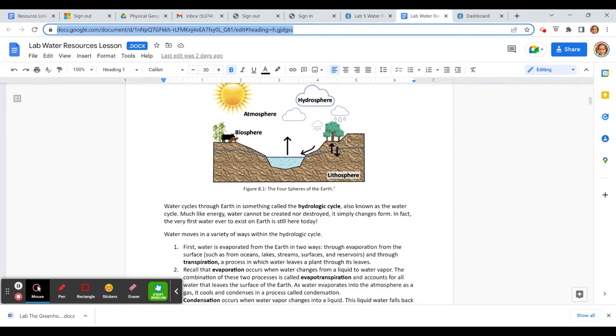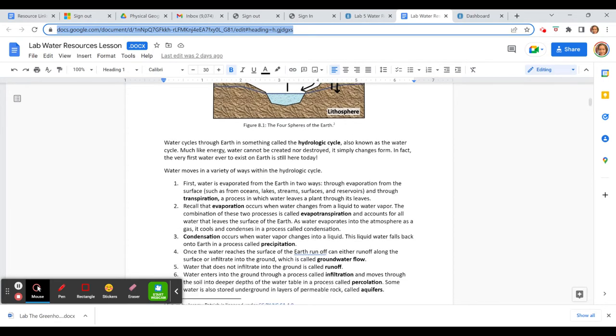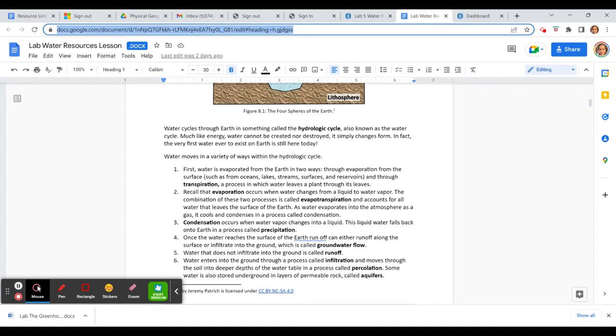And here is a small diagram showing you all the places in which water lives and interacts, and includes the four spheres of the earth. Water cycles through the earth, and it's something called the hydrologic cycle. Now, when we were younger, we called it the water cycle. Well, now we're in university, we're in college, so we call it the hydrologic cycle. And like energy, water cannot be created or destroyed. It simply changes form. In fact, the very first water ever to exist on Earth is still here today.